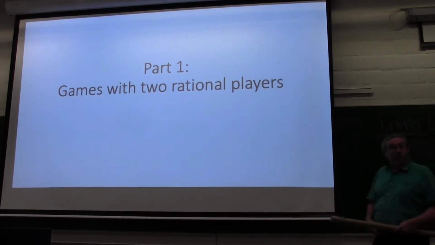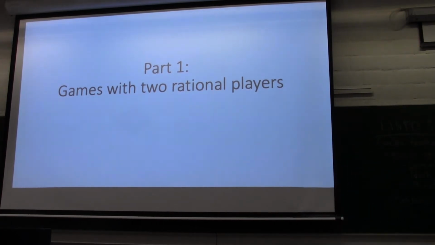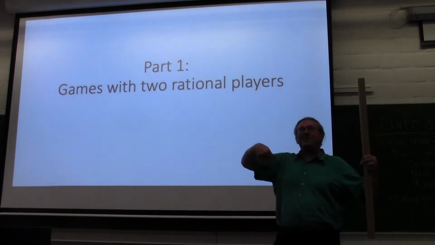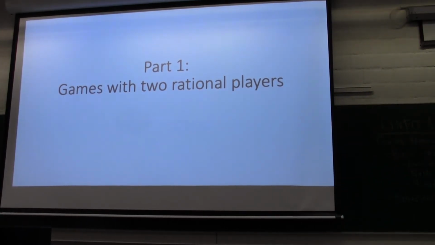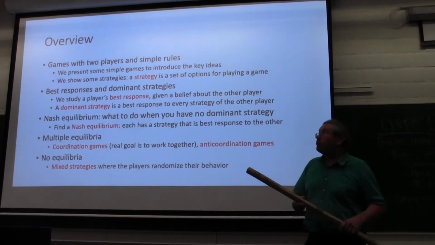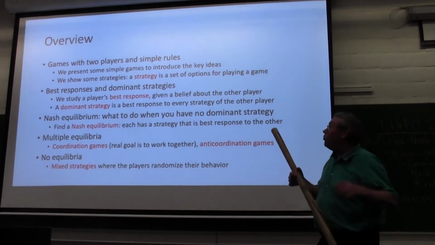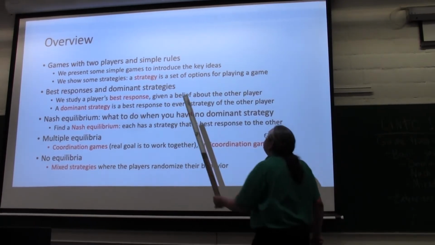Games with two rational players. So there's two people sitting across from each other, Joe Biden and Vladimir Putin, and they're playing a game. Okay? This is a game we've seen for a long time. And the rules are simple. So in the real world, of course, the rules are not always simple, but you can usually abstract away. So we'll show many games, and we'll show what's called a strategy.